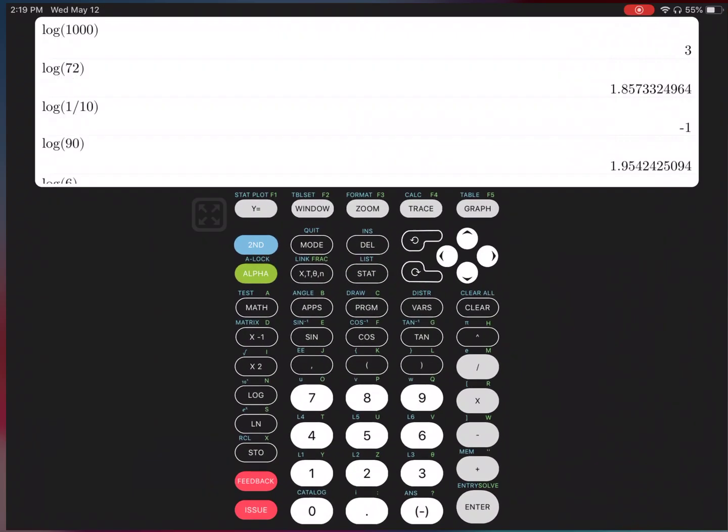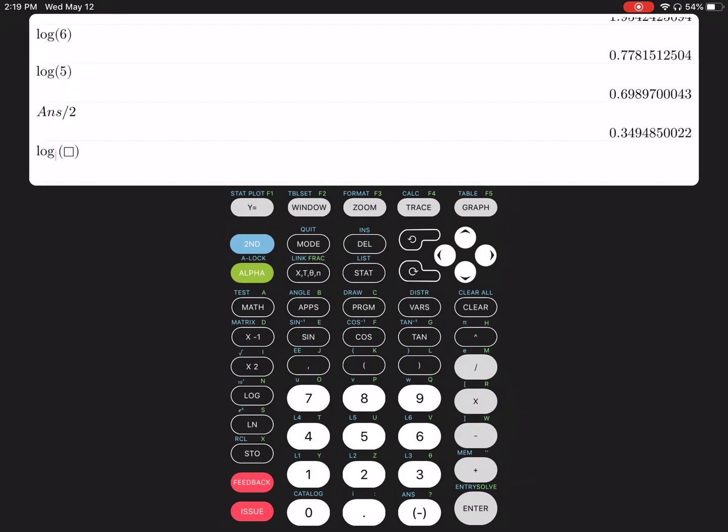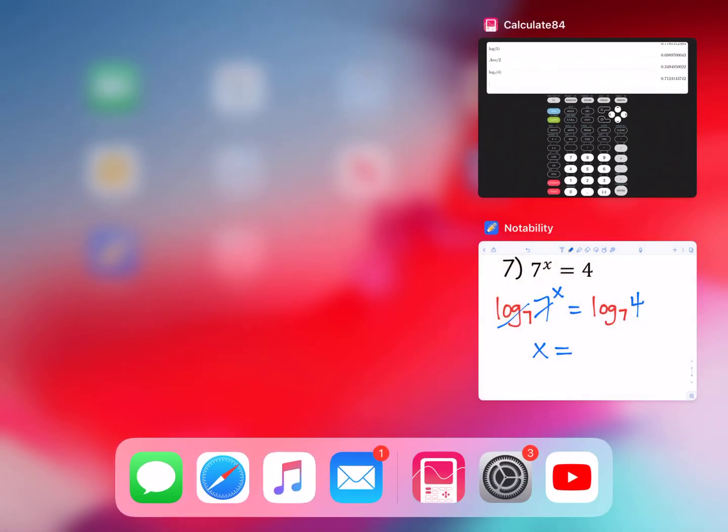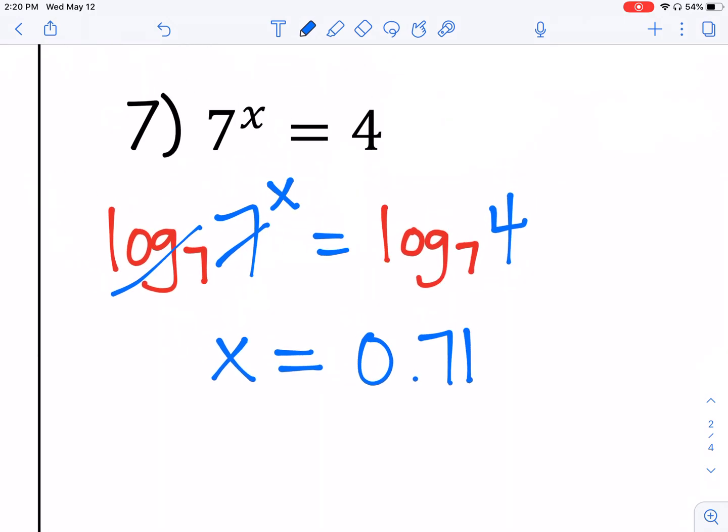In your calculator, you're going to go to Math, and we're going to scroll down until we see log base. Okay, it looks like this. We're looking for base 7, so that goes down here. And then the number we're talking about is 4. So you're going to type it in just like you see it in your notes. And we're going to get 0.71. So 7 to the 0.71 power is equal to 4.